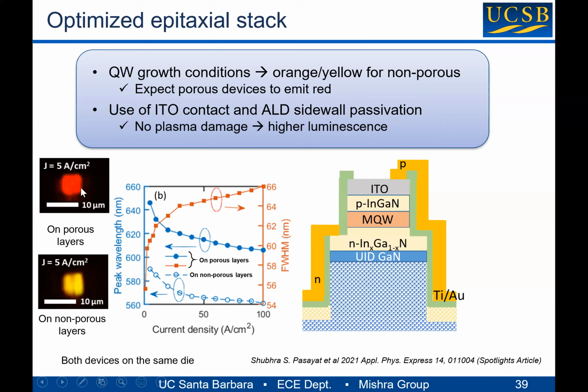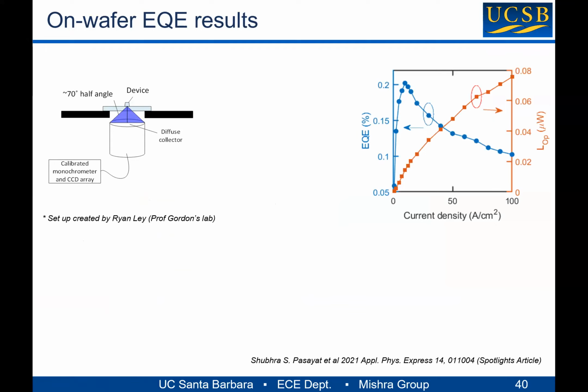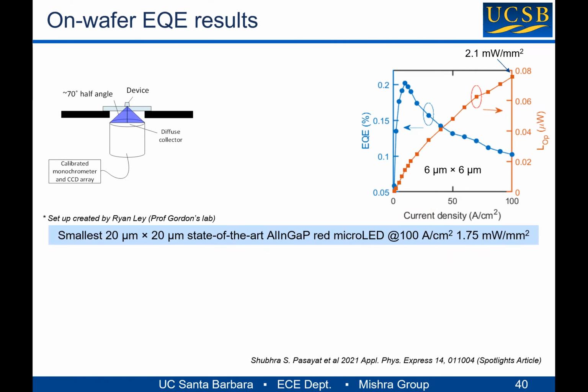And this was a 6 micron cross 6 micron micro LED. The red micro LED was measured using an on-wafer electroluminescence setup with light being collected at the back side of the wafer. This device had a peak on-wafer EQE of 0.2% at 10 amps per centimeter square, and it emitted 2.1 milliwatt per millimeter square area normalized light output power for a 6 cross 6 micron device, compared to the best reported and smallest AlGaInP red micro LED, which emitted 1.75 to 2 milliwatt per millimeter square for a 20 cross 20 micron size device at the same current density.